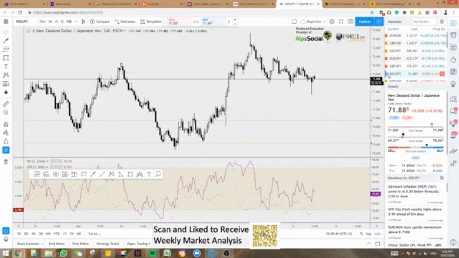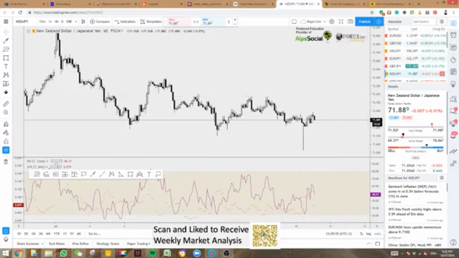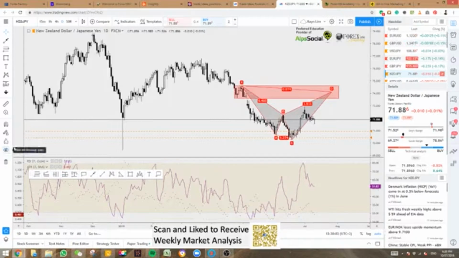So New Zealand yen just got upgraded into my list. Multiple opportunities within this trade. To the 1 hour chart, it seems like nothing much on 1 hour. So back to the daily chart, I'll share with you my analysis.